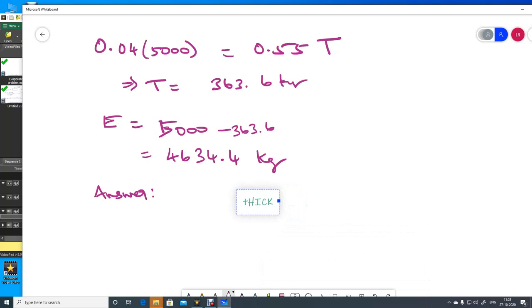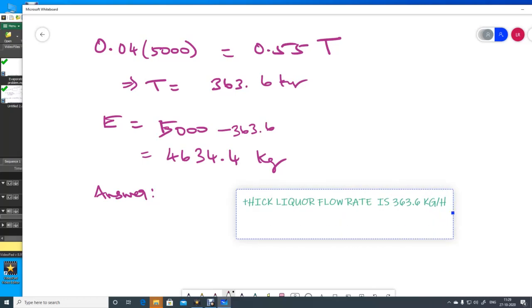So for the answer, you can write in a sentence how the thick liquor flow rate and evaporation rate are these values. T is the thick liquor flow rate, so the thick liquor flow rate is 363.6 kg per hour, and the evaporation rate is 4636.4 kg per hour. Whatever your calculator answer is, you write that one.